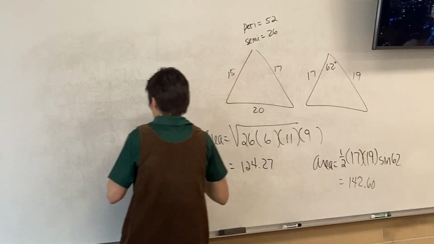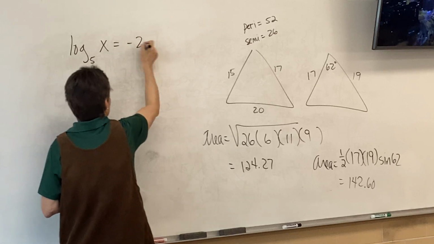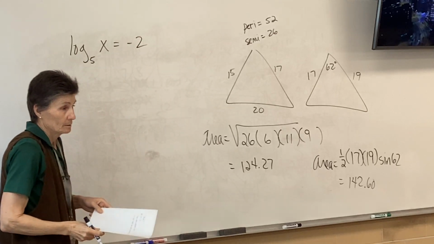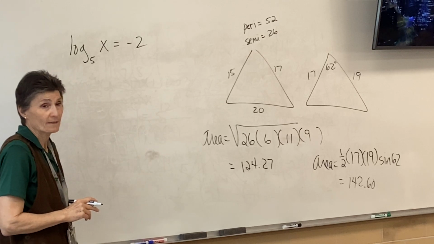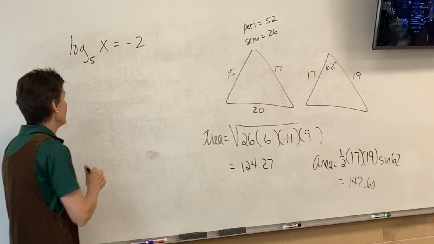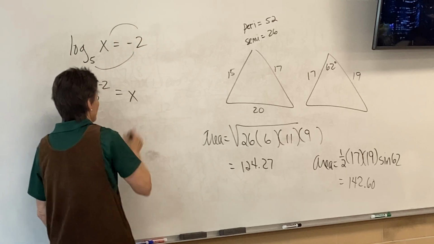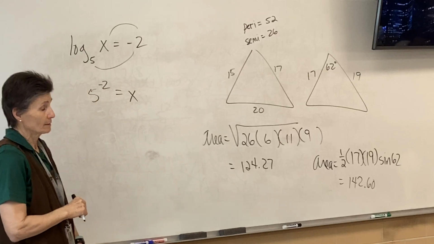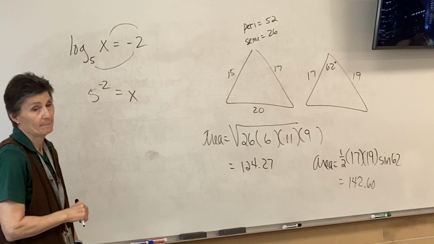So she says, solve this equation. This is a no calculator problem. How do we solve that equation? So it's going to be 5 to the negative second equals x. Now, this one's a little tricky, you've got to have another skill. What does 5 to the negative second mean?